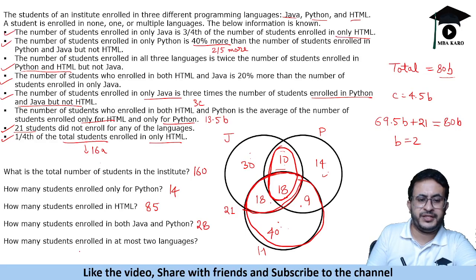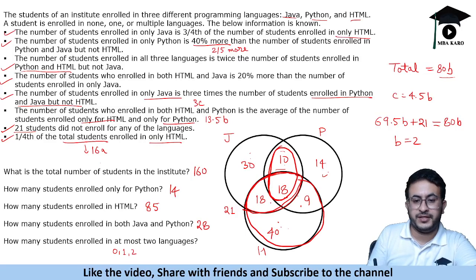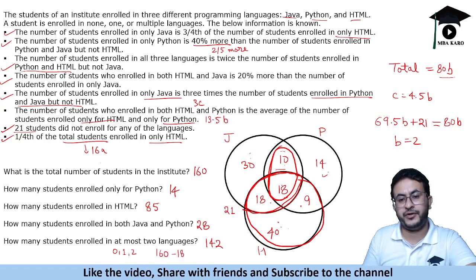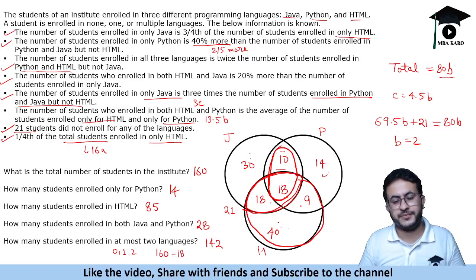How many students enrolled in at most 2 languages? At most means you can have 0 language, 1 language or 2 languages, right? So there are 160 students, out of which 18 people have enrolled in all 3 languages. So we will subtract this 18. So we will get 142 students who enrolled in at most 2 languages. So this was the solution to the set.